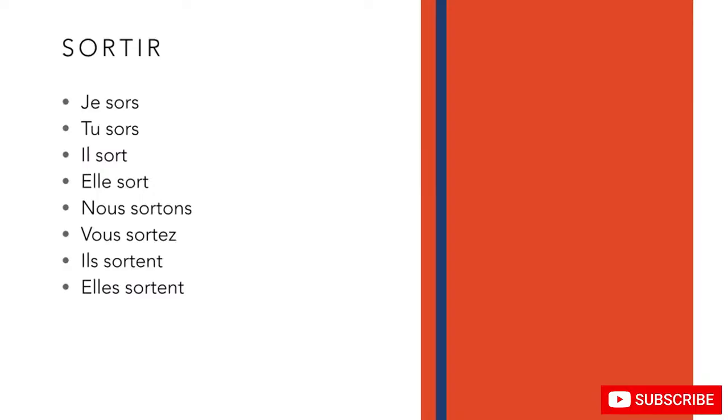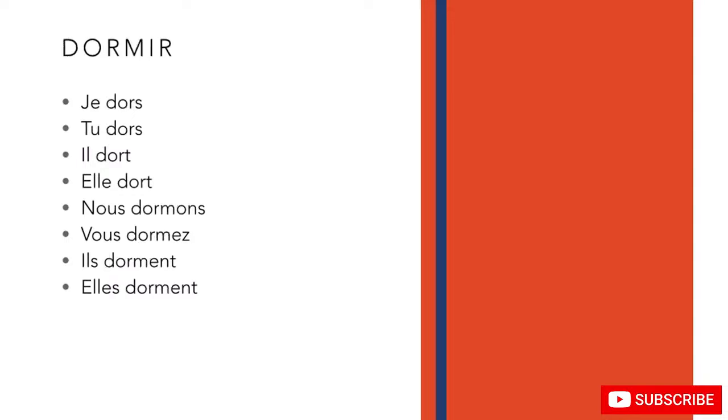Je sors, tu sors, il sort, elle sort, nous sortons, vous sortez, ils sortent, elles sortent. So you'll notice that it's very similar to partir, and you'll also notice that dormir is also similar to sortir et partir. So dormir means to sleep, of course. Je dors, tu dors, il dort, elle dort, nous dormons, vous dormez, ils dorment, elles dorment.